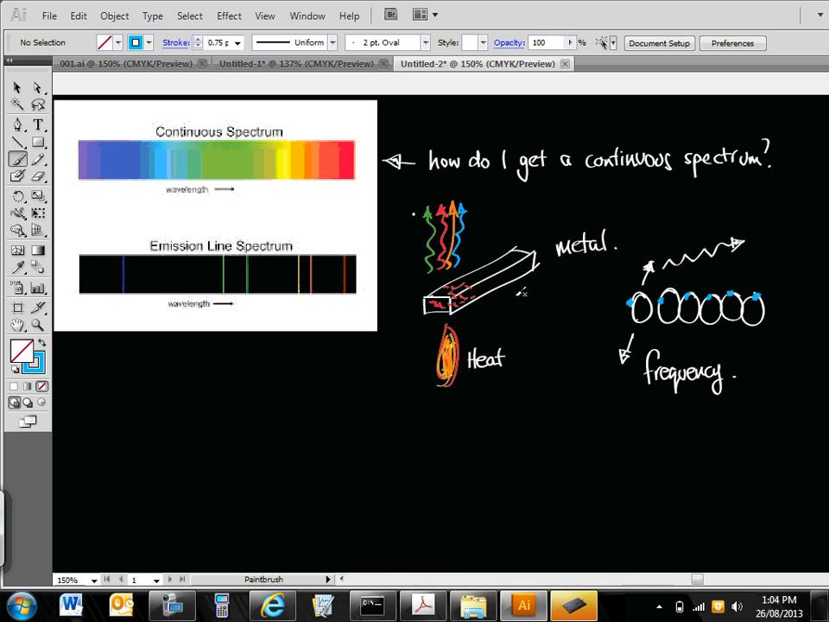So all this is caused by these atoms vibrating with a certain frequency that make up the substance that is causing this continuous spectrum. Okay?